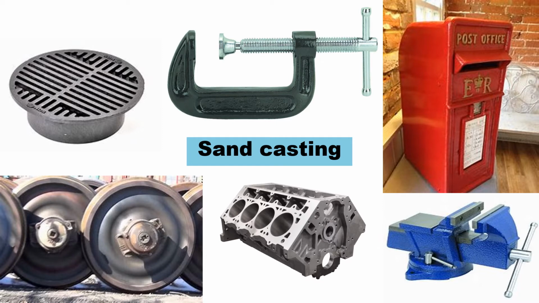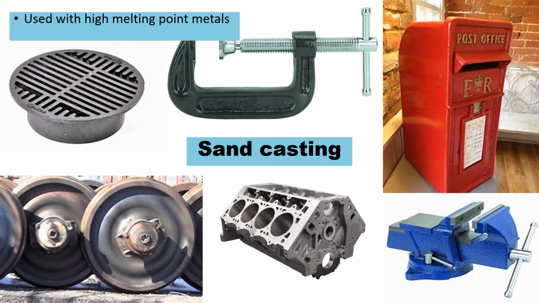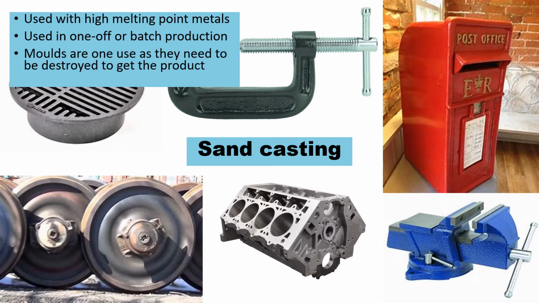So these are some products that have been made using the sand casting process. Sand casting is primarily used with high melting point metals. They are used in one-off or batch production, and this is because the molds are one use. Once the mold has been used, it's made out of sand, and the mold must be destroyed in order to get the product. So that is why primarily it is used in one-off or batch production, as it can become quite time-consuming to repeat the mold making process. Because sand is used, it does leave a grainy texture on the product, so you won't get a fine, beautiful finish.